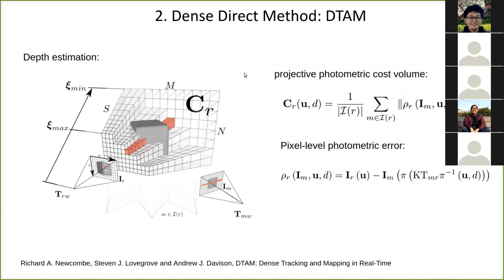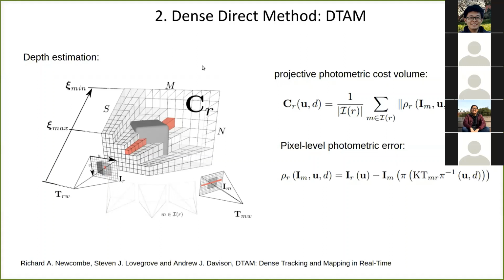Okay. Later on, let's talk about the dense direct methods. The most famous algorithm for the dense direct methods is called DTAM, the dense tracking and mapping. This algorithm computes the camera pose and the camera depth by minimizing photometric loss. This is one of the most successful applications of the direct methods theory that we previously talked about, right?